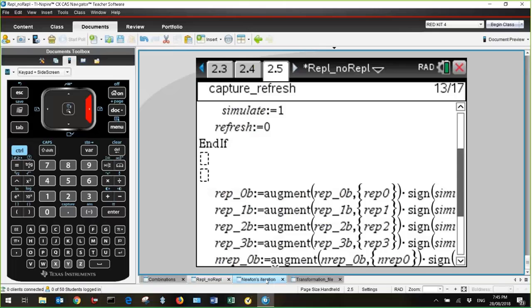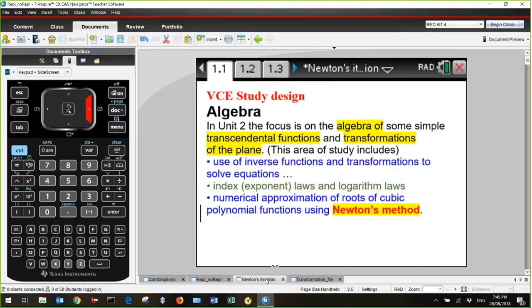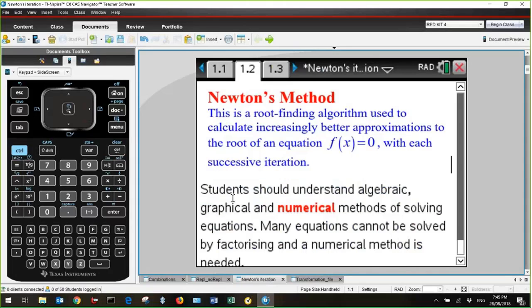All right, so the other thing I want to have a look at under the algebra area of study in the VCE study design, the last dot point talks about numerical approximation of roots of cubic polynomial functions using Newton's method. So what is Newton's method? This is a root-finding algorithm used to calculate increasingly better approximations to the root of the equation f of x equals 0 with each successive iteration.